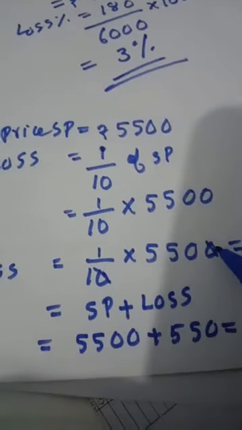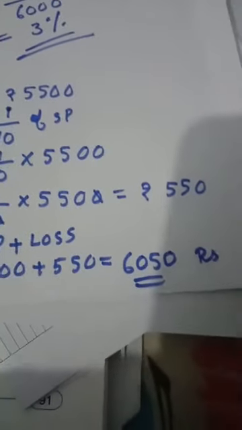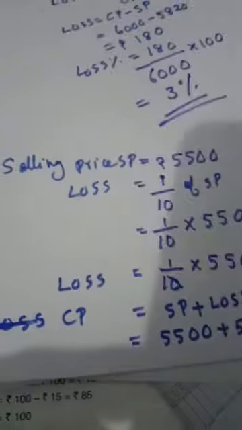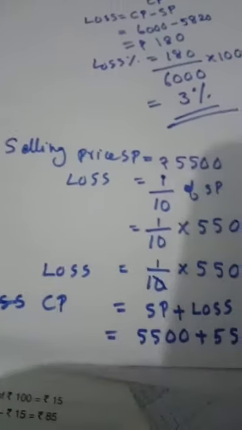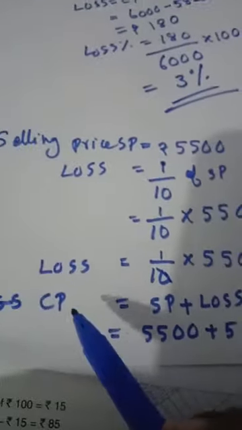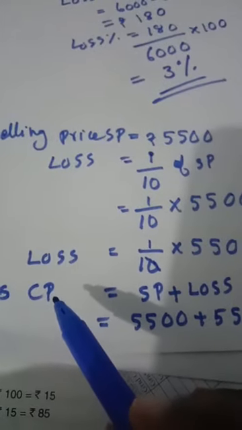The 0 gets cancelled. So 550 into 1, rupees 550. Our loss is equal to 550. Okay, loss is equal to 550. Then next, we want to find the cost price, CP.